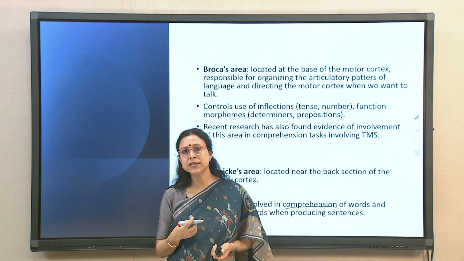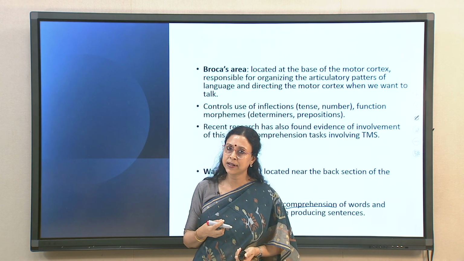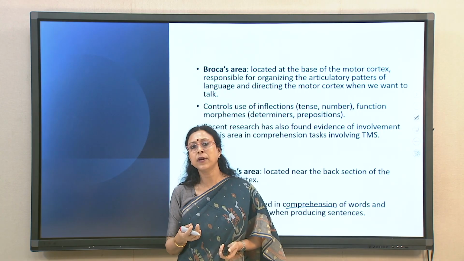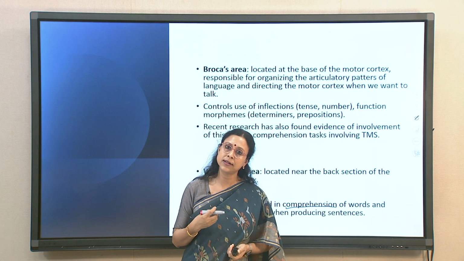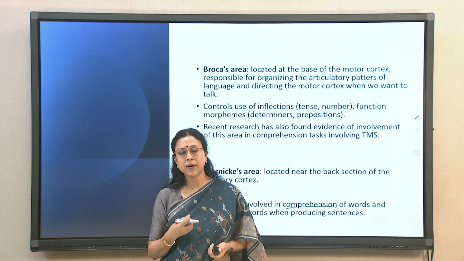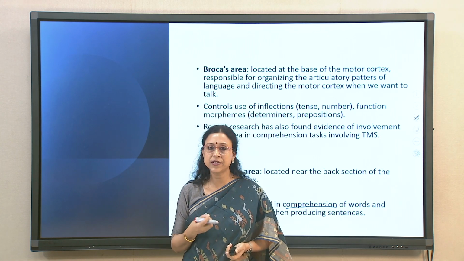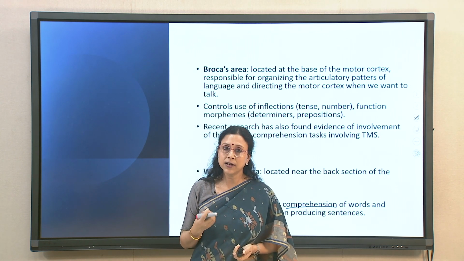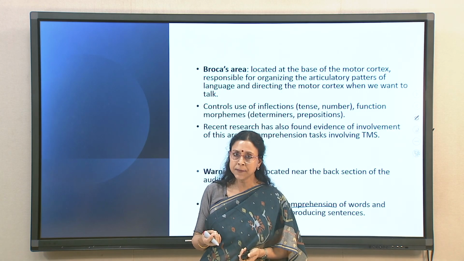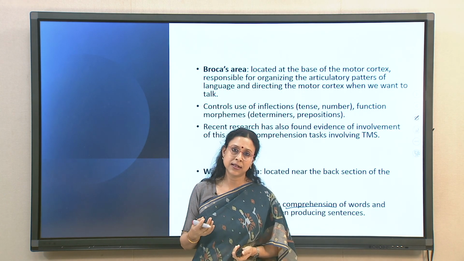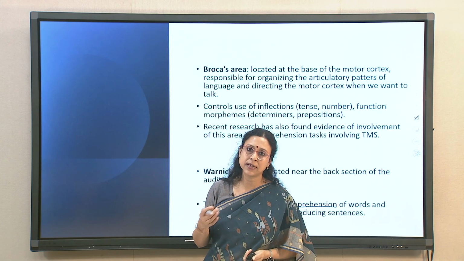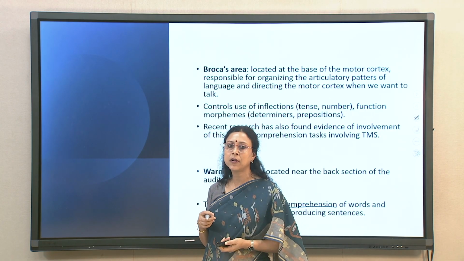In that case, if Wernicke's area is affected, language production will not be affected, but what will be affected is the comprehension. That is why it is called a fluent aphasia. The patient might go on talking not in words or sentences, but in paragraphs, but there will be no sense to it. That is what happens in Wernicke's aphasia, because that area is responsible for comprehension.